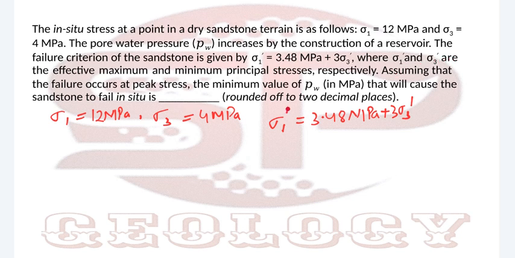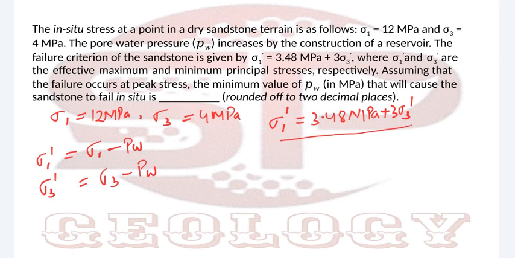So how will we find the effective pressure? Sigma 1 is given as 12 MPa, sigma 3 is 4 MPa. The pore water pressure, I have to subtract. So sigma 1 dash will be sigma 1 minus pore water pressure, and sigma 3 dash will be sigma 3 minus pore water pressure. Now we can put this into the criterion, and you will get your answer.